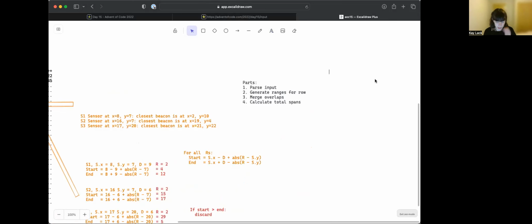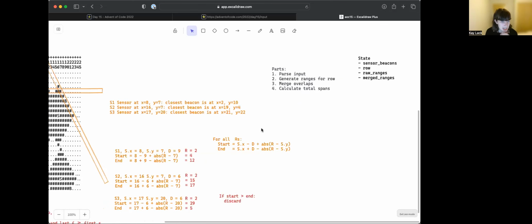I am going to just take a little bit of time to plan out the state. So the state, we're going to have the sensor beacons. We're going to have the row that we're looking at. We're going to have the ranges, and we're going to have merged ranges, I think.